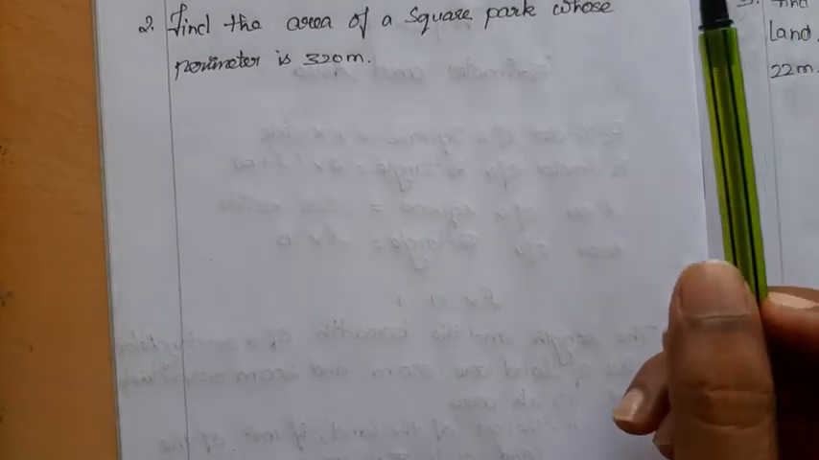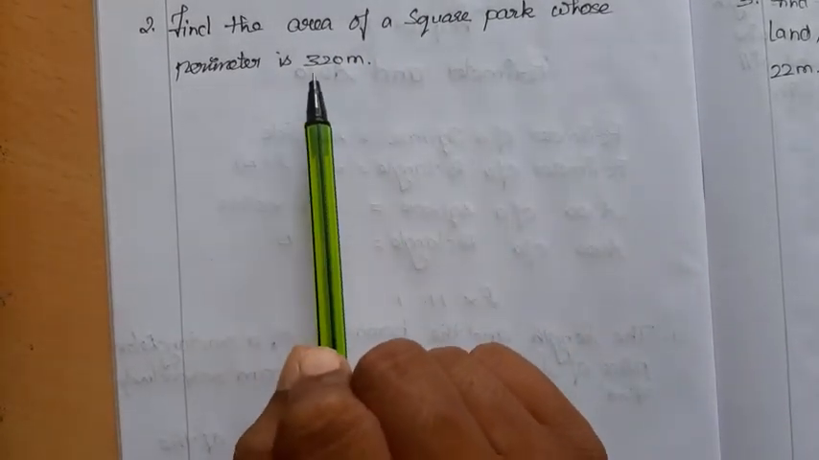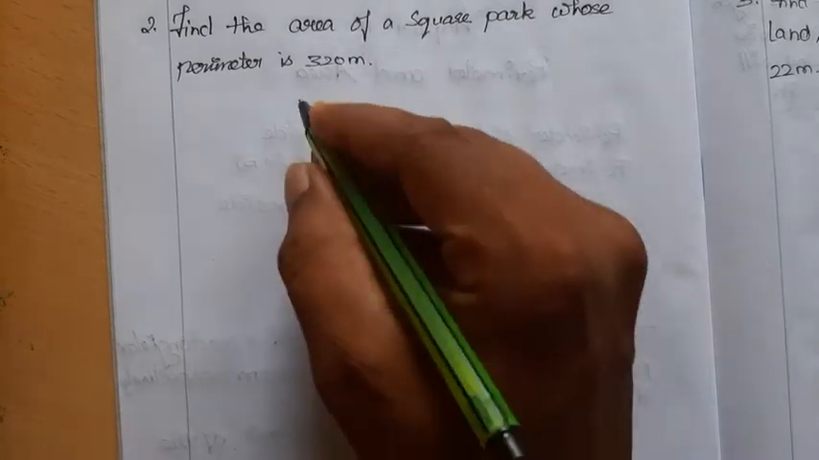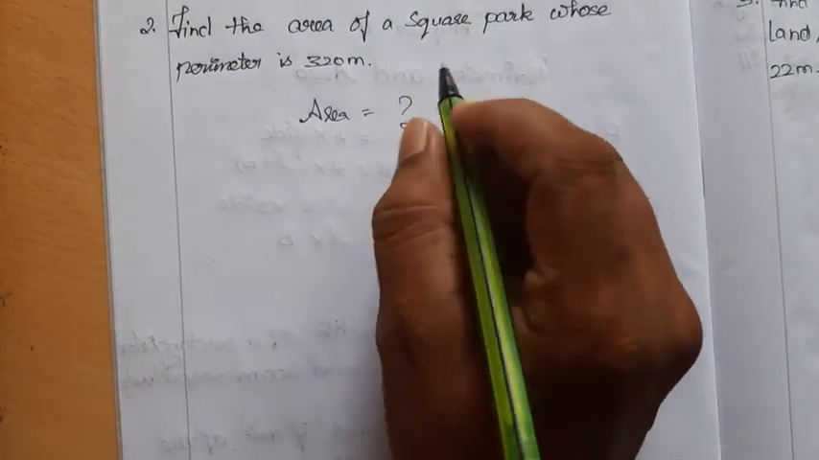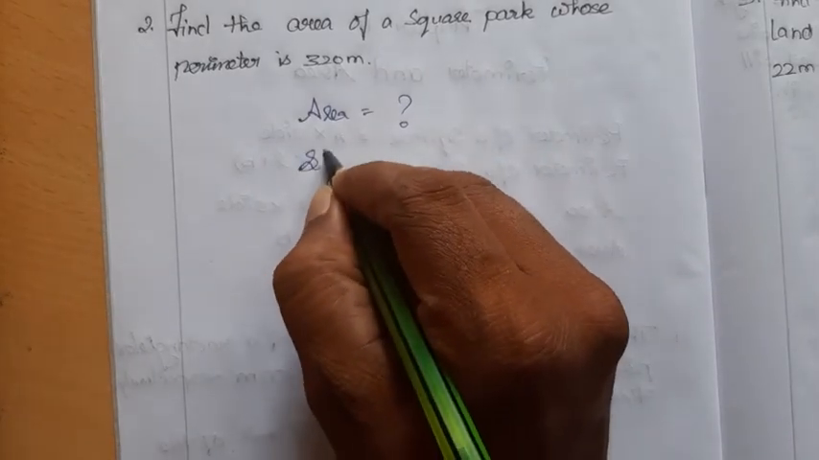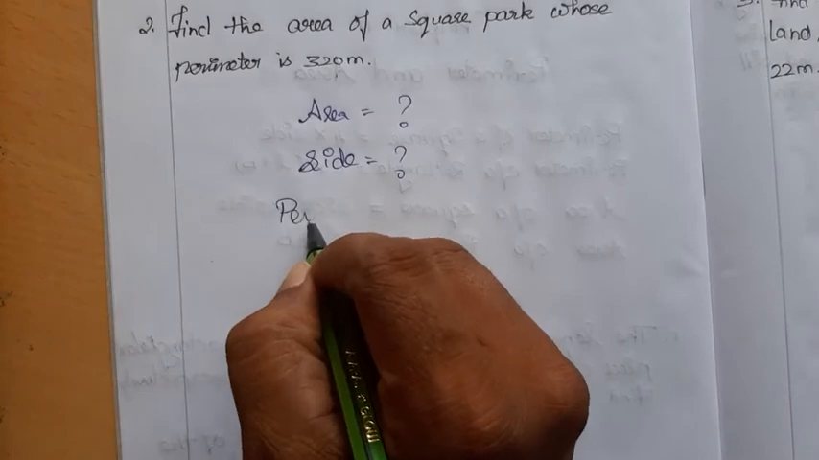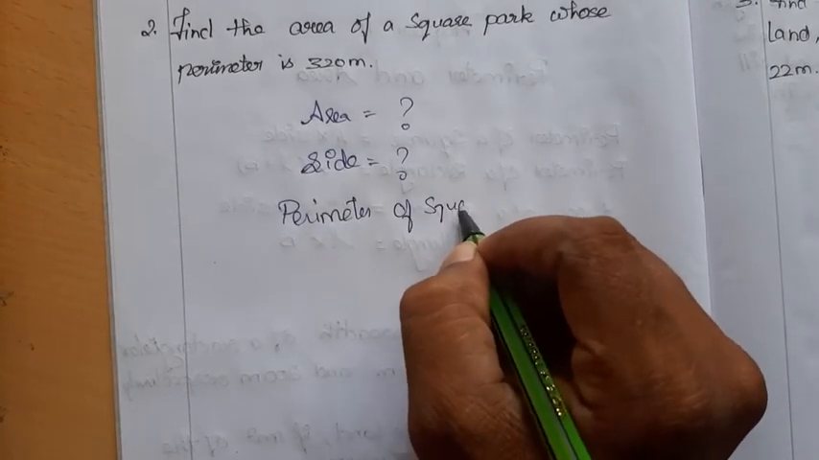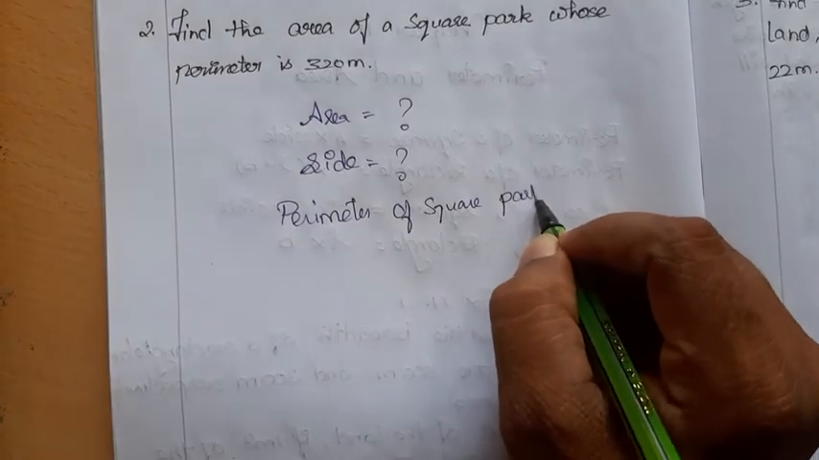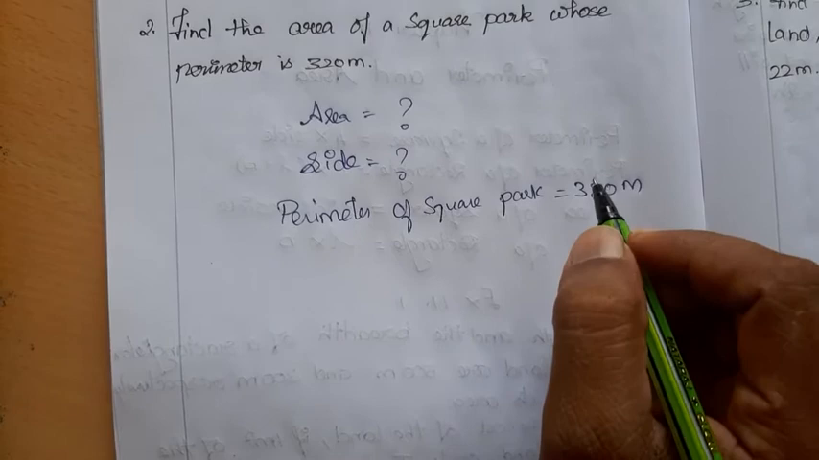So here we go for the next problem. Find the area of a square park whose perimeter is 320 meter. We have to find the area. So to find the square park area we need a side. So side also we don't know, but the perimeter is given. Perimeter of a square park is equal to 320 meter, right?